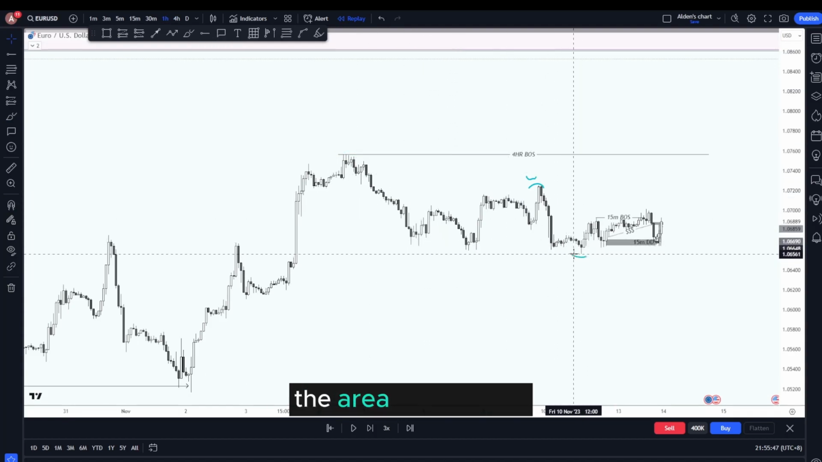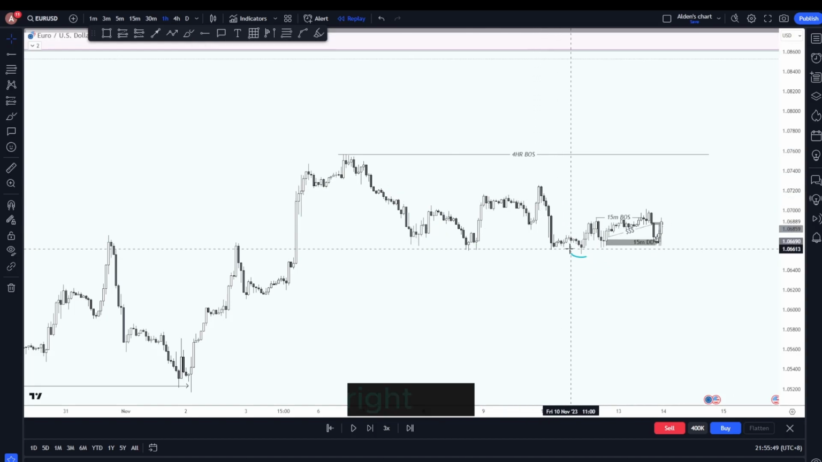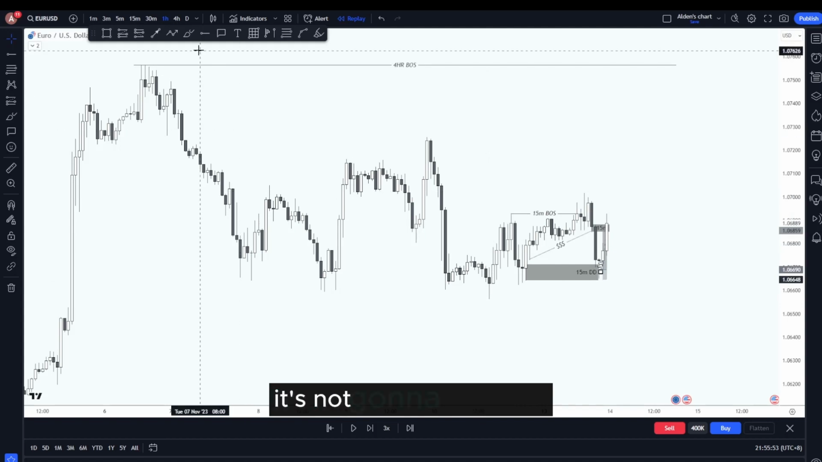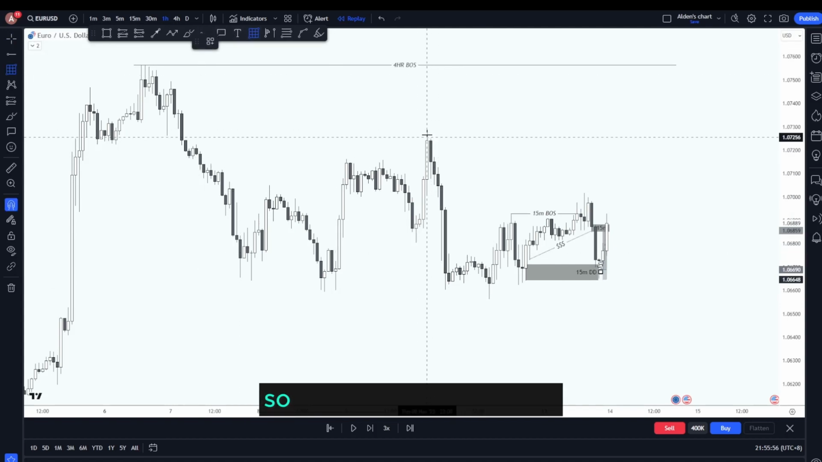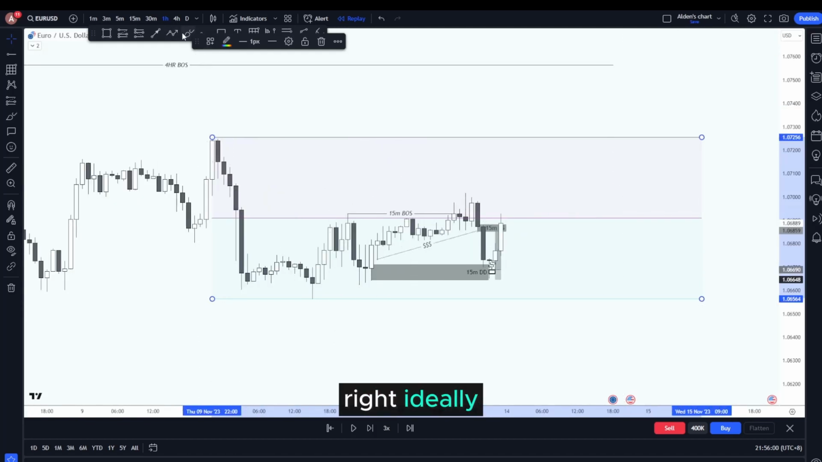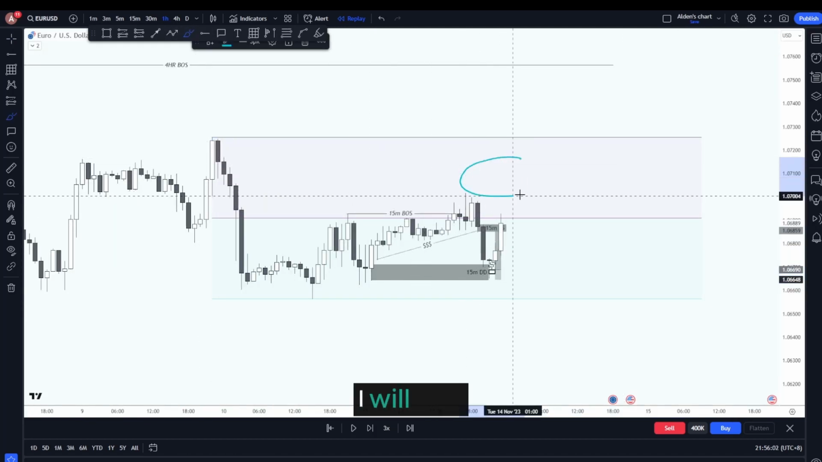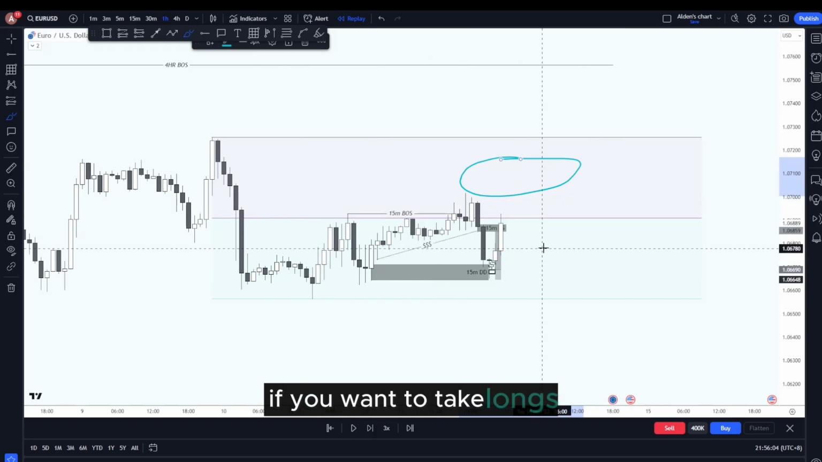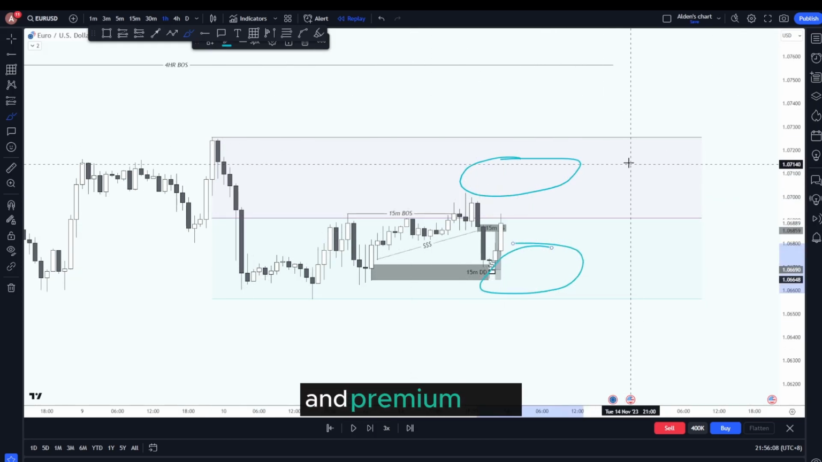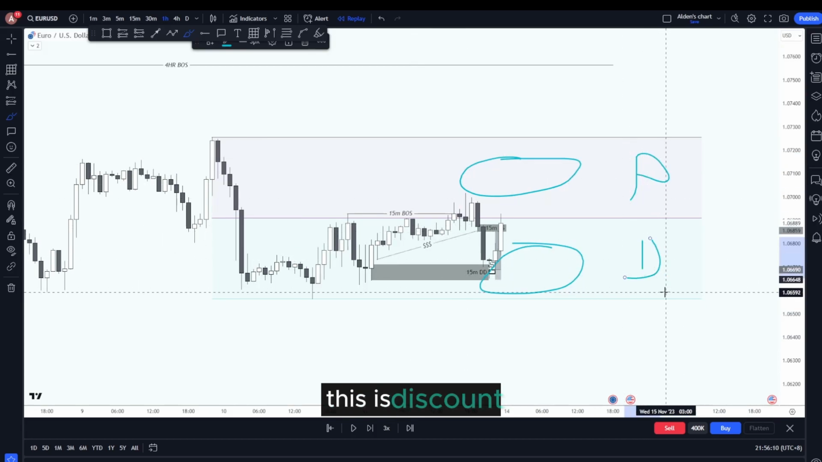And regarding the area of premium and discount, price is currently in this huge range. It's not going to break out anytime soon. So if I just take a premium discount level right here, ideally, if you want to take shorts, I will look to take shorts here. If you want to take longs, I will take longs in this area. This is premium, this is discount.